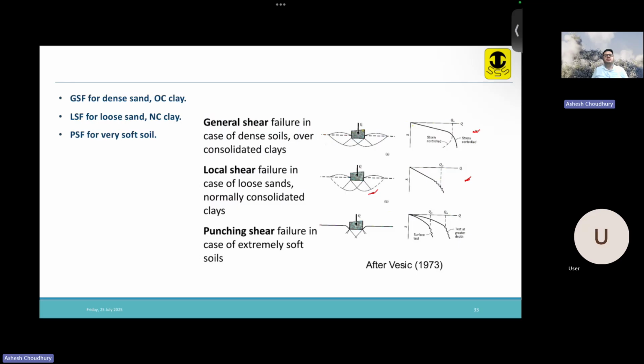Then we have the PSF, that is punching shear failure, which happens in extremely soft soil. So the failure surfaces do not even develop at all, and the foundation just punches into the soil. The footing just punches into the soil. So this is called the punching shear failure.